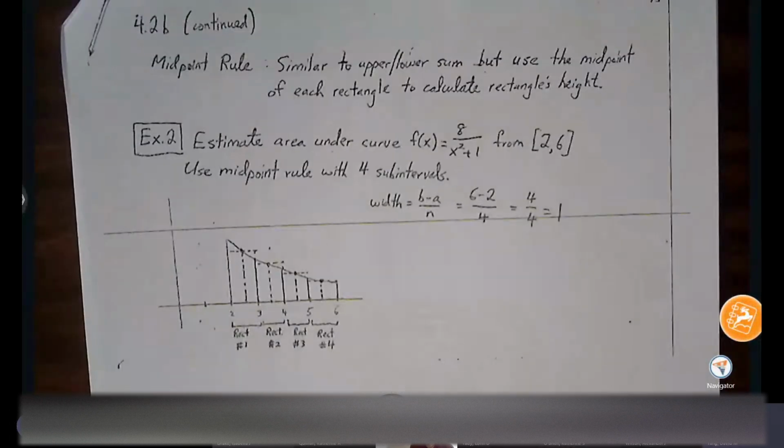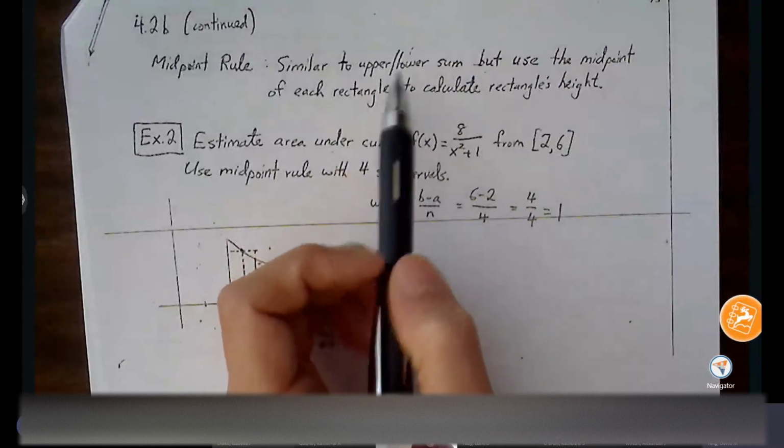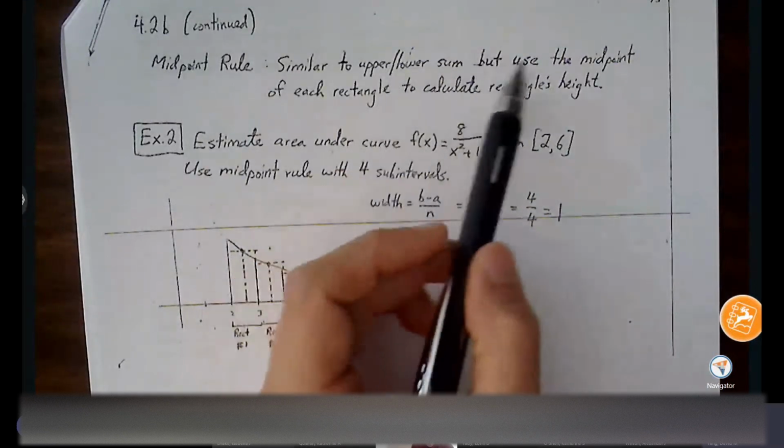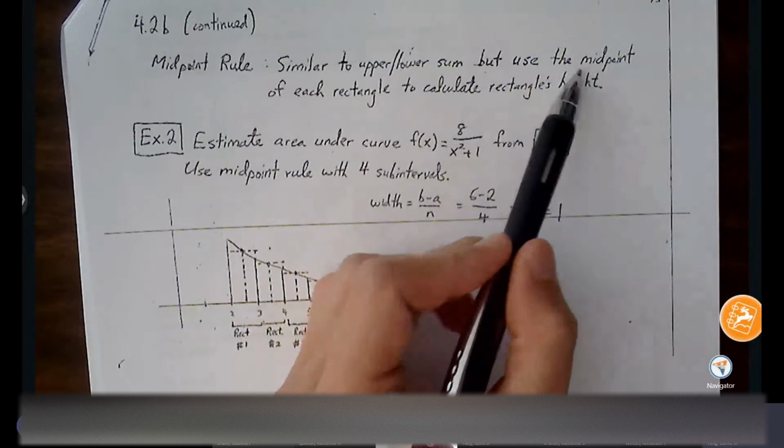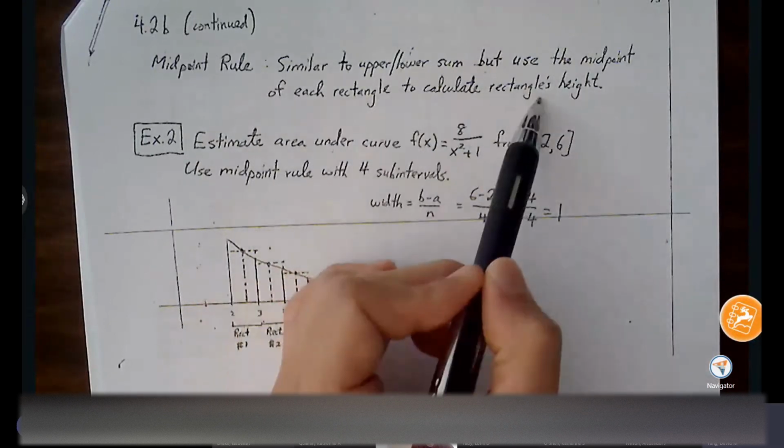There's another way that we can create rectangles, and that is using the midpoint rule. This is similar to upper and lower sum, in the sense that we're still going to be using the function to help us find the height, but instead of using the left or right endpoint, we're going to use the midpoint of each subinterval to calculate the rectangle's height.